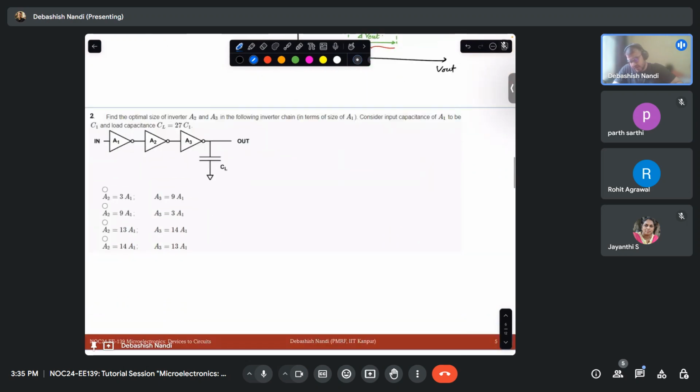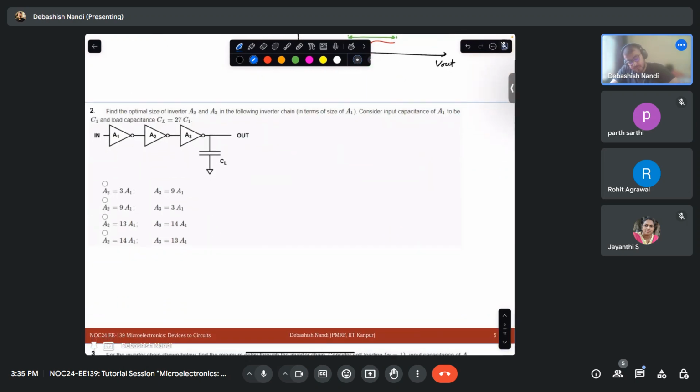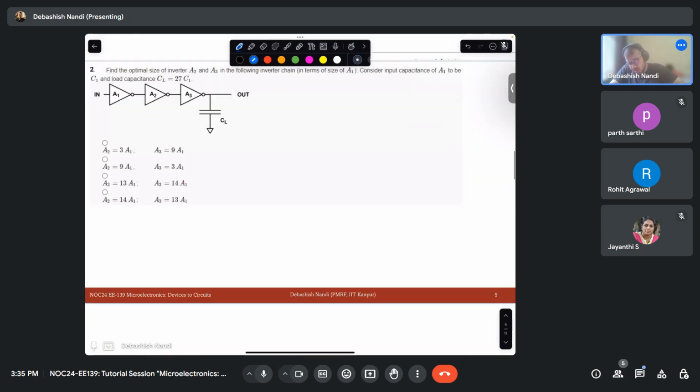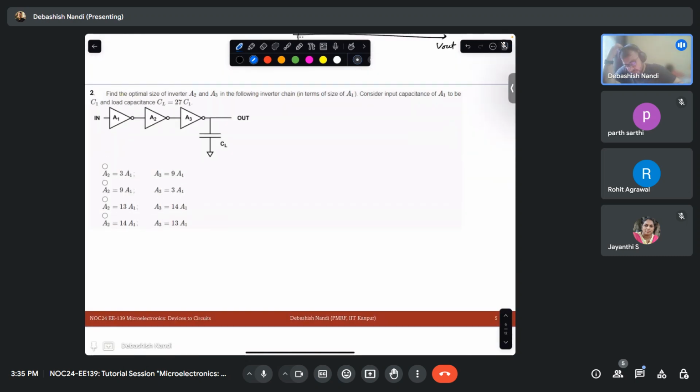So moving on to the next question. Find the optimal size of the inverters in the following inverter chain. Consider an input capacitance this, load capacitance this, and this. So how do you optimize your inverter? What are the considerations you should have?